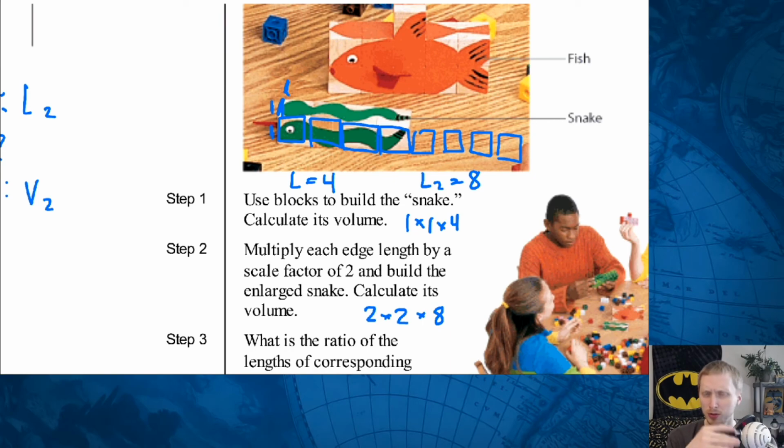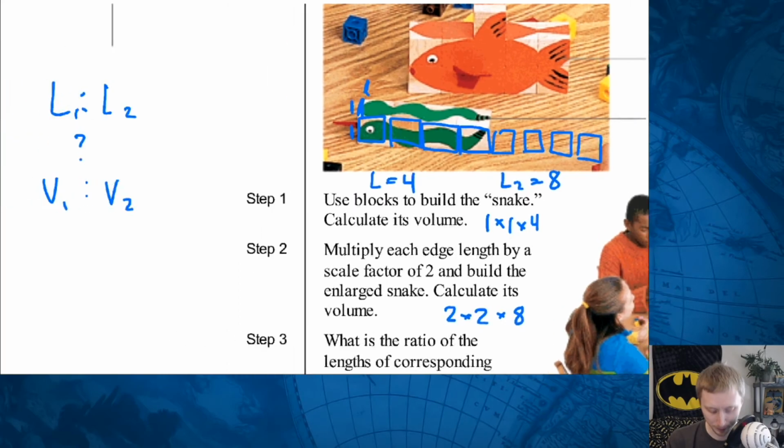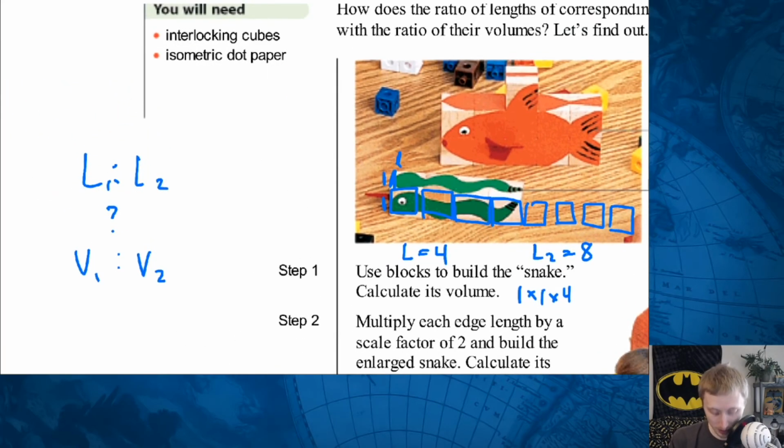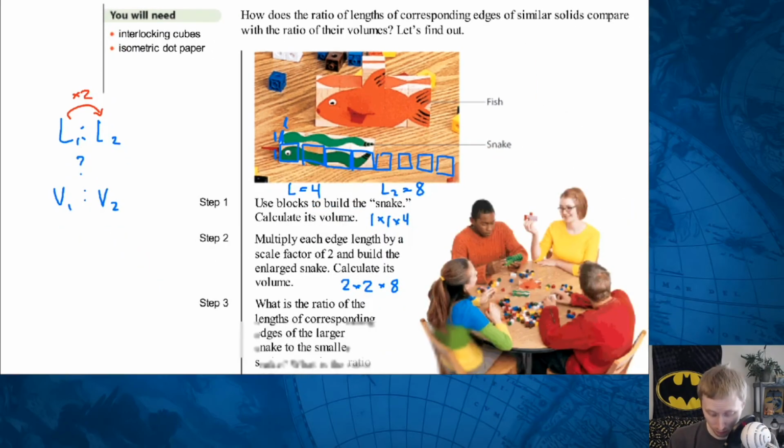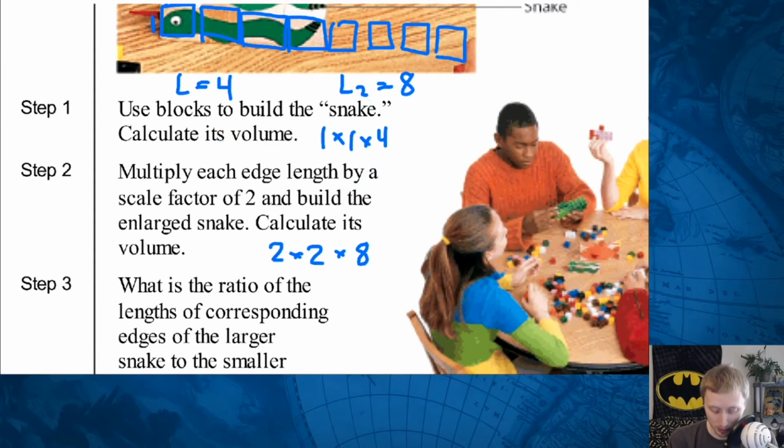The growth factor, or the ratio, scale factor, any of those terms, right? From any of these lengths, let me draw with another color here, right? From length 1 to length 2, I multiplied by 2, right? Started with 4, now it's 8 long. For width 1, width 2, height 1, height 2, all 3 dimensions. What does that do to the volume? Take a look at them. This is already set up to give you your answer. What is 1 times 1 times 4? 4. What is 2 times 2 times 8? Well, 2 times 2 is 4, and then 4 times 8 is 32.